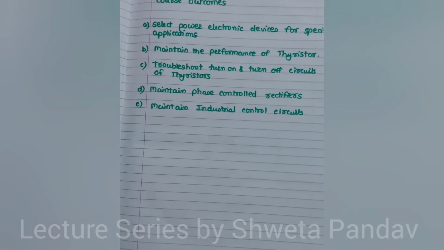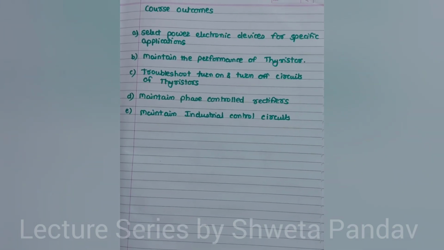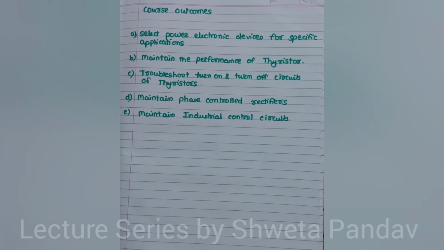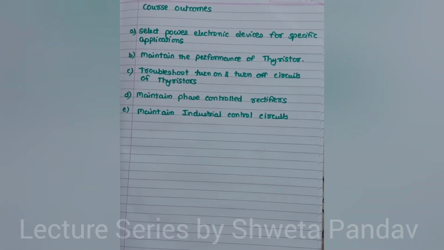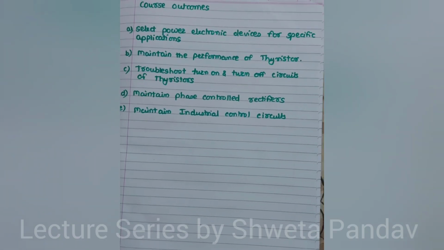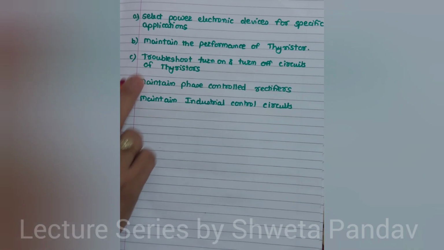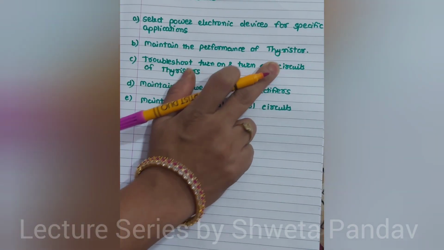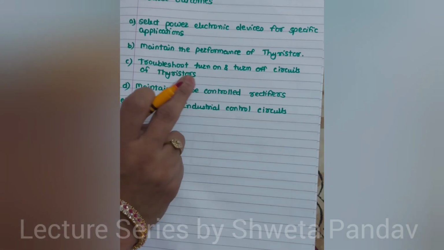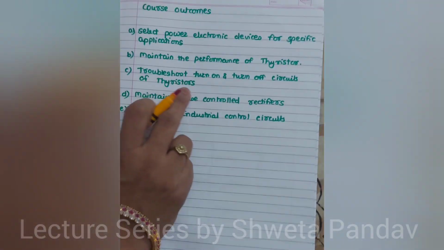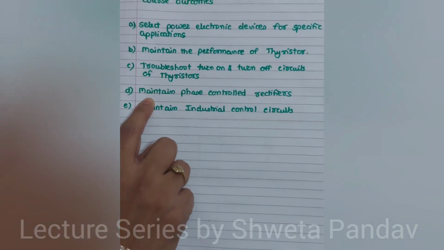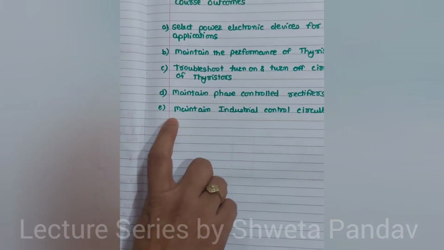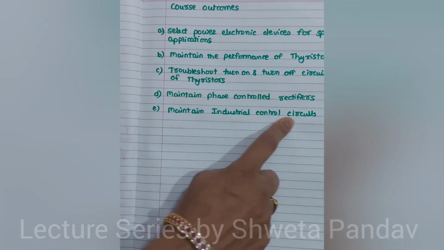Now let us see the different course outcomes. In order to have a brief idea of this subject, some course outcomes are provided. In total we have 5 different course outcomes, particularly related to the 5 chapters. The first CO is to select power electronic devices for specific applications. The second CO is to maintain the performance of the thyristor. The third is to troubleshoot the turn on and turn off methods of thyristor. The fourth course outcome is to maintain phase control rectifiers, and the fifth is to maintain industrial control circuits.